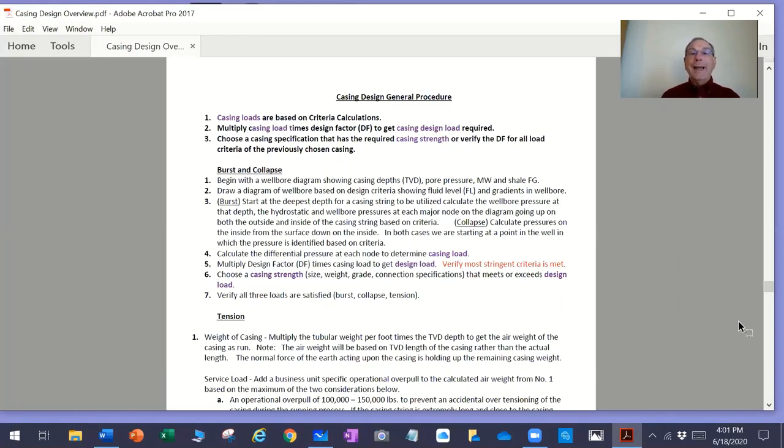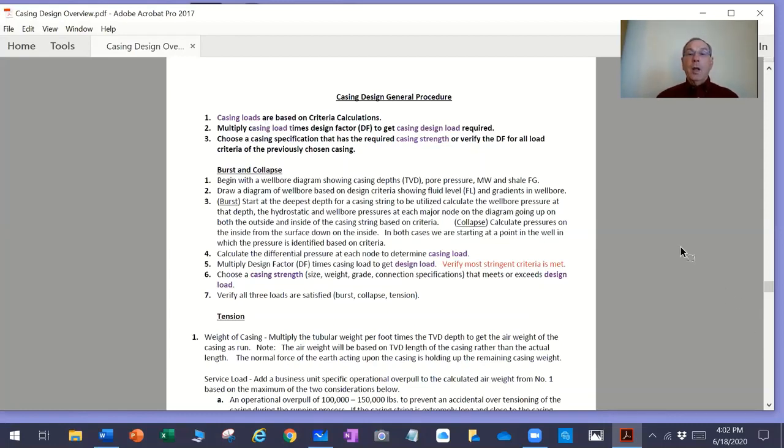And then we choose a casing specification, or casing strength, that fulfills the value that we get in our casing design load. So we choose a casing specification that has the required casing strength. So that's the way we do it. We calculate a casing load in the beginning, we multiply the casing load times the design factor to get the casing design load, and then we choose casing strength that has a value over that.